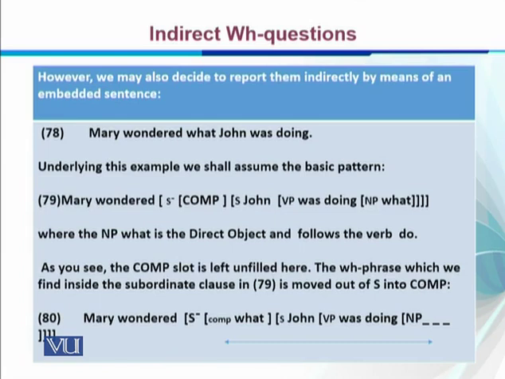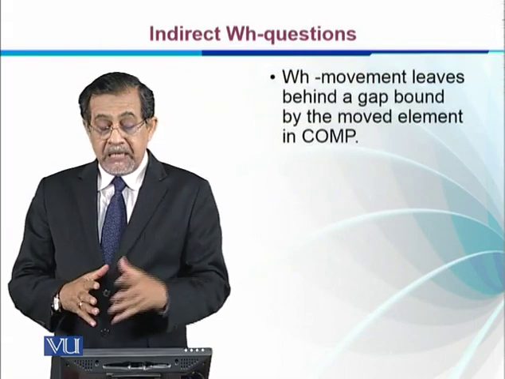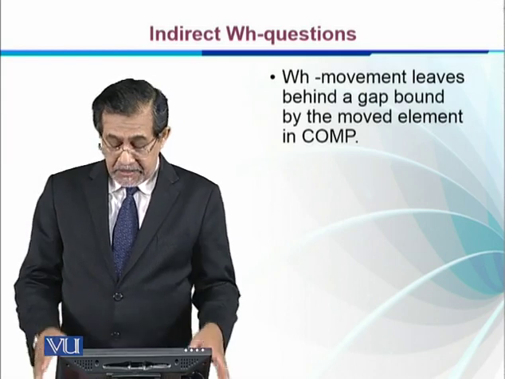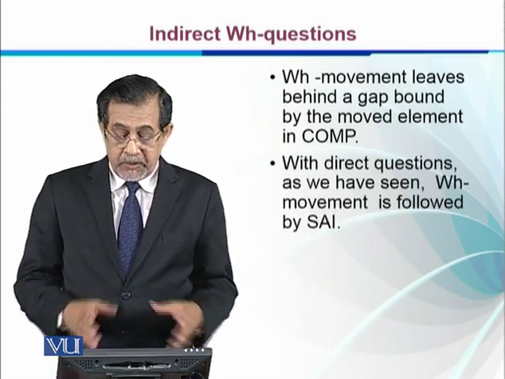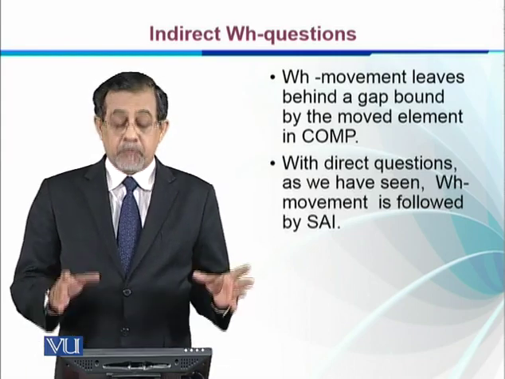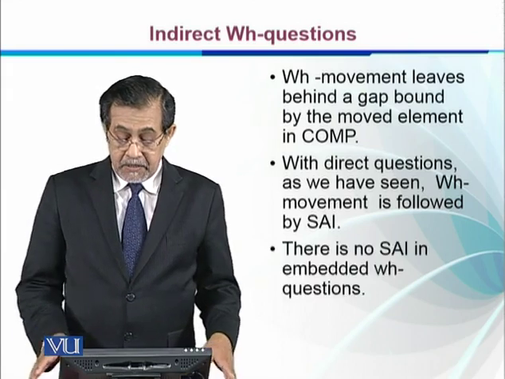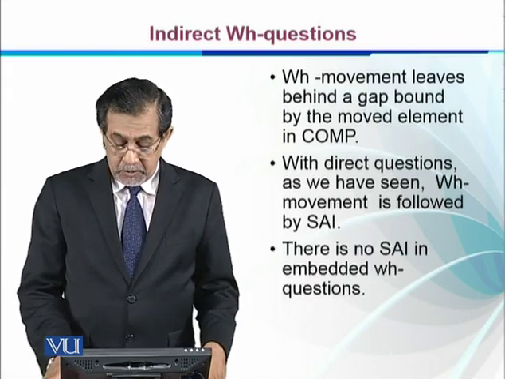The WH phrase which we find inside the subordinate clause is moved out of S into the complementizer. So our sentence in 80 becomes Mary wondered what John was doing, and you can see the slot lying vacant. So you see WH movement leaves behind a gap, a slot bound by the moved element in the complementizer. With direct questions, as we have seen, WH movement is followed by SAI, but with indirect questions there is no SAI. There is no SAI in embedded WH questions.